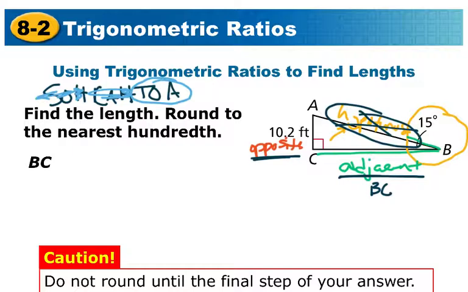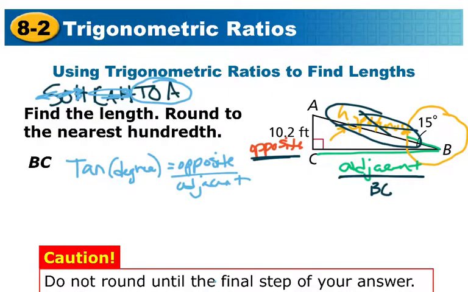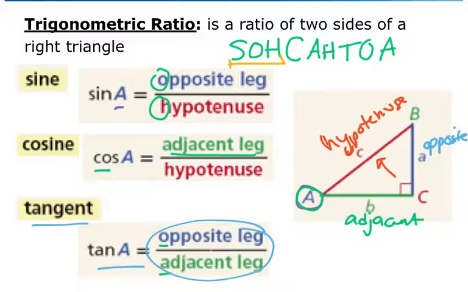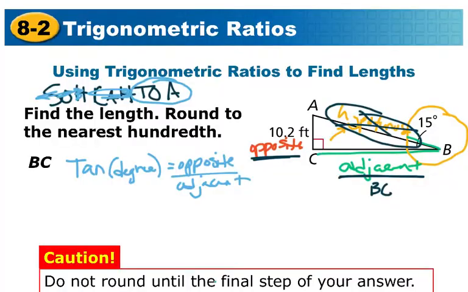So that means that I know it's tangent of my degree, and that's going to equal opposite over adjacent. Just as we had over here, we set it up that sine of the angle is opposite over hypotenuse. You're just filling in that fraction, that function. So I'm going to fill in tangent of degree 15 is going to equal my opposite, which is 10.2, over my adjacent, which is BC. I don't know what it is.